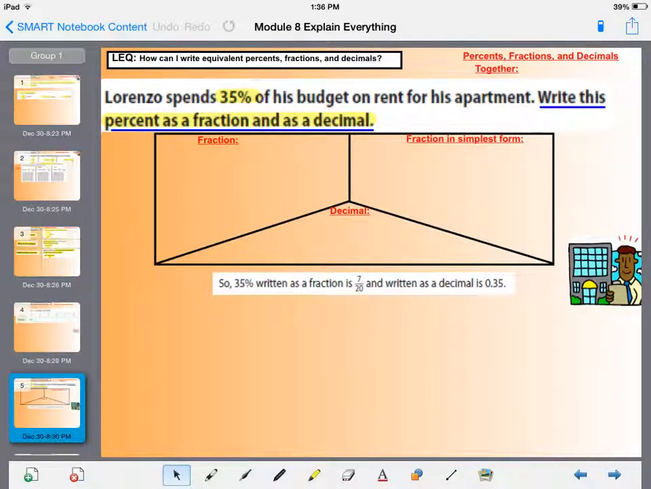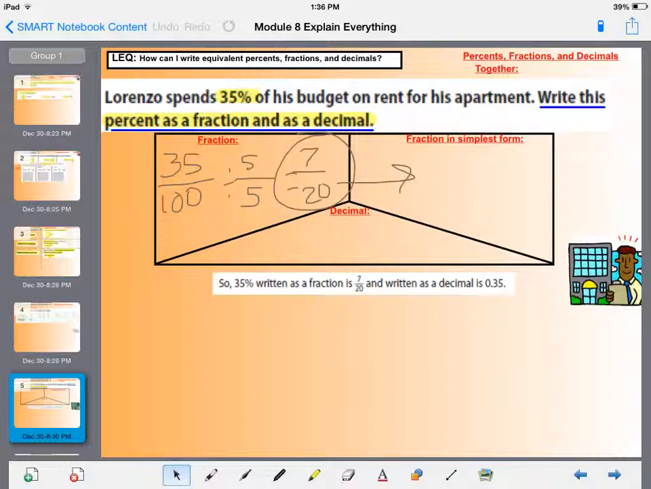In class, we also talked about how to turn a percent into a fraction and a decimal. And the fraction we want in simplest form. So for example, if we have 35%, we know that percents are always out of 100. So we go 35 over 100. We think about the GCF, the greatest common factor, between 35 and 100 in order to get this fraction in simplest form. So the GCF between 35 and 100 is 5, and 35 divided by 5 is 7, and 100 divided by 5 is 20. So the fraction form for 35% would be, in simplest form, 7 over 20.